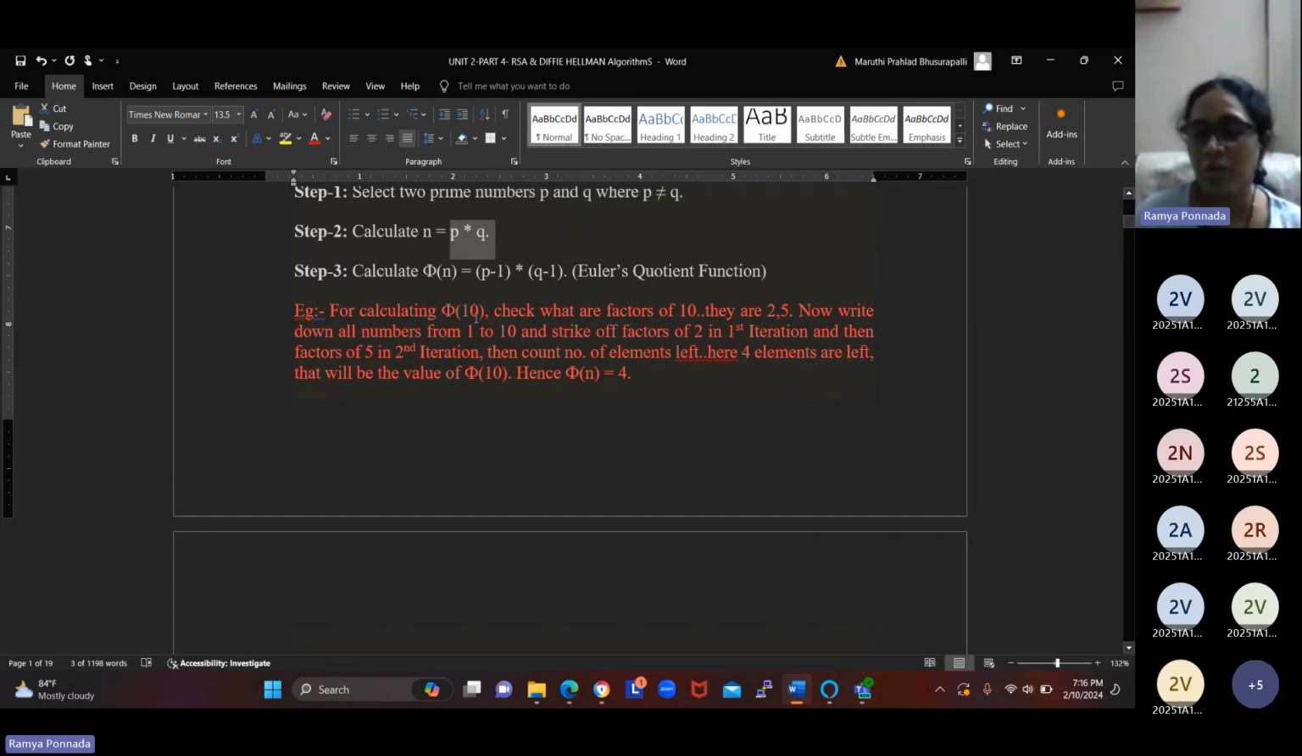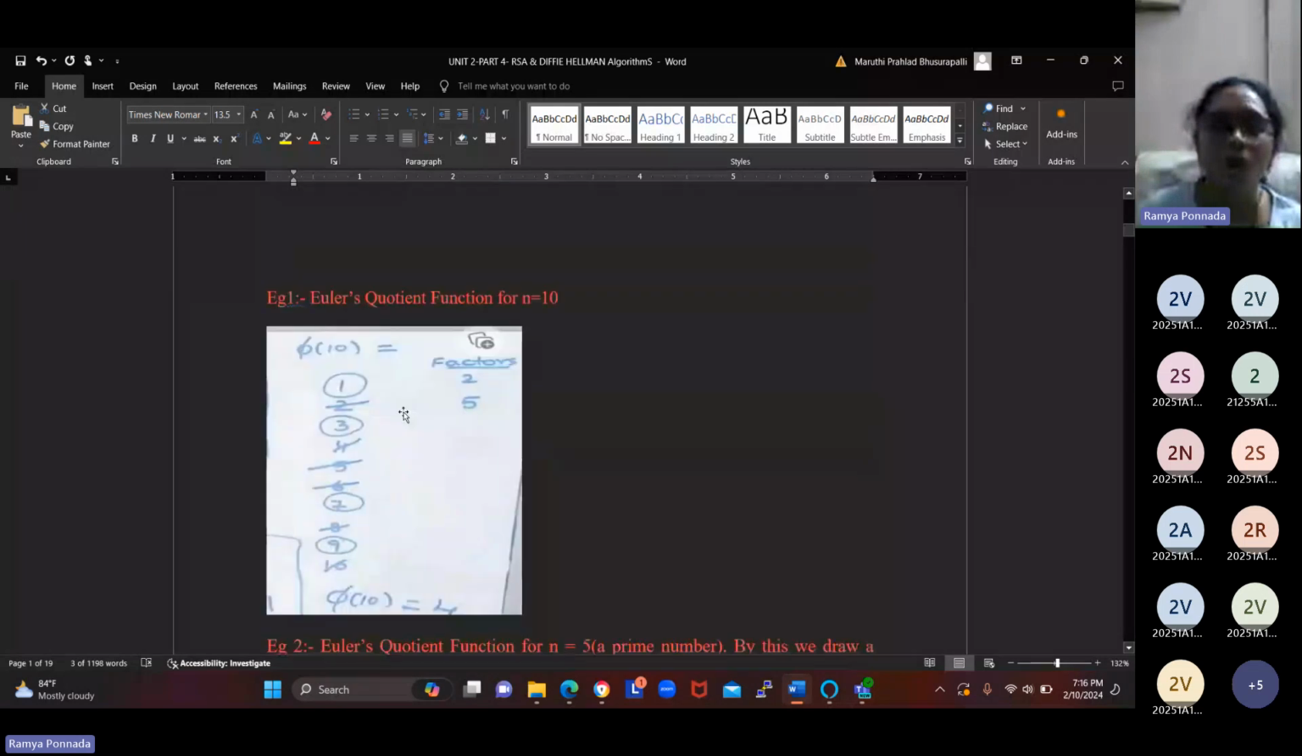Phi of n is equal to, suppose n is 10. But here p and q should not be equal. So you write all the numbers from 1 to 10. Then you check what the factors of 10 are. The factors of 10 are 2 and 5.